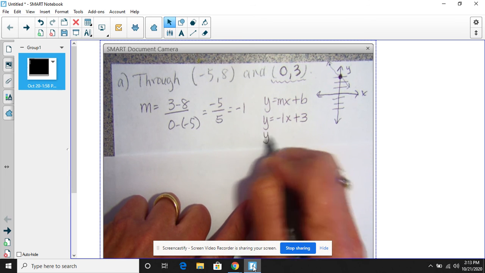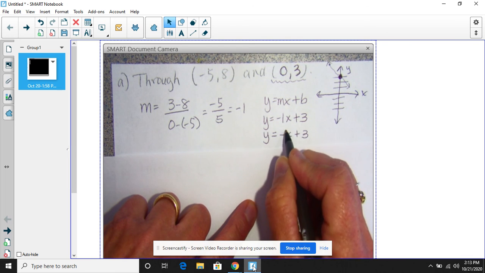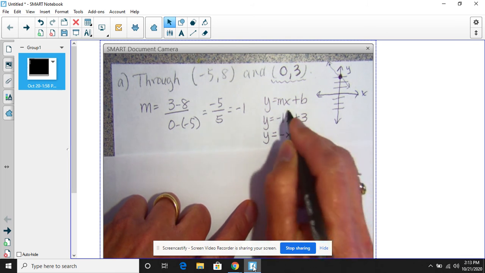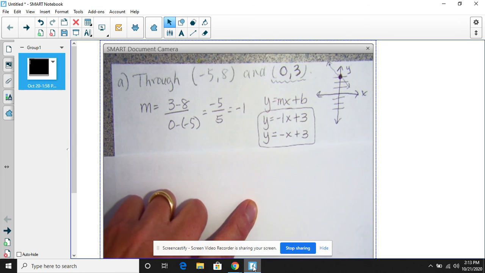And actually, the more proper way to write this would just be -x + 3, because what's understood to be there? A -1. So write both of those down, just showing that you could write that either way. And this video is going to end here, and I'll start up with B on the next one.